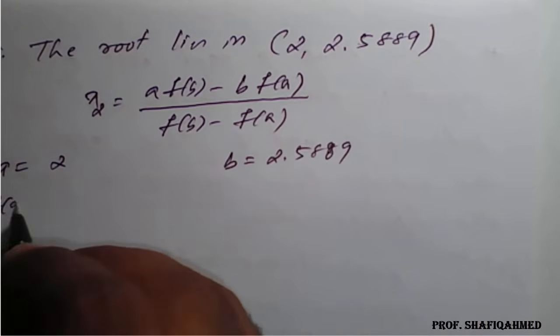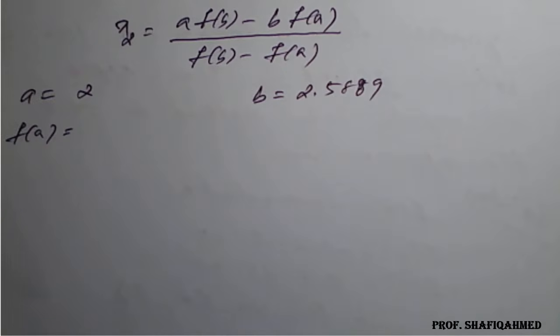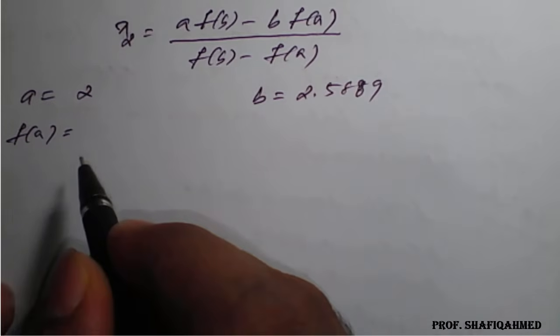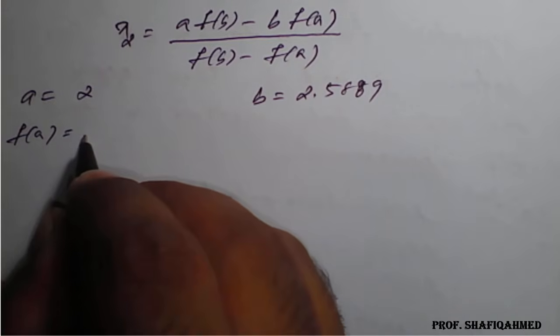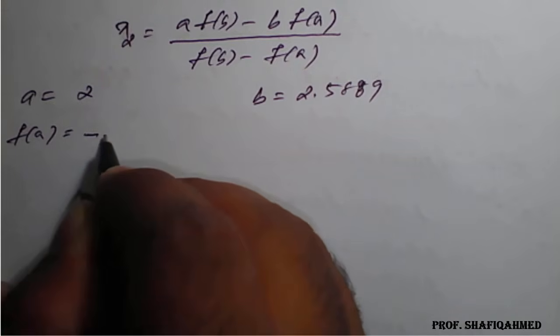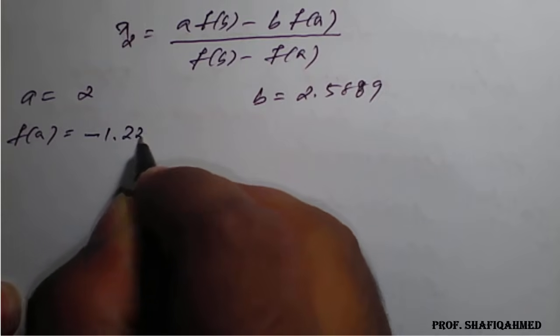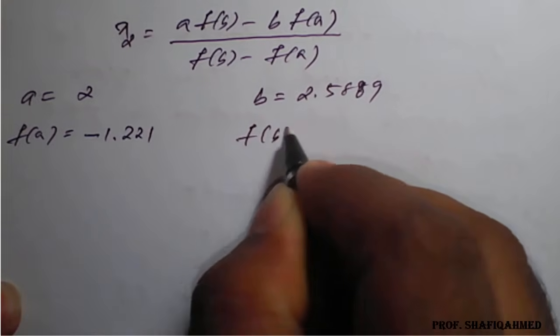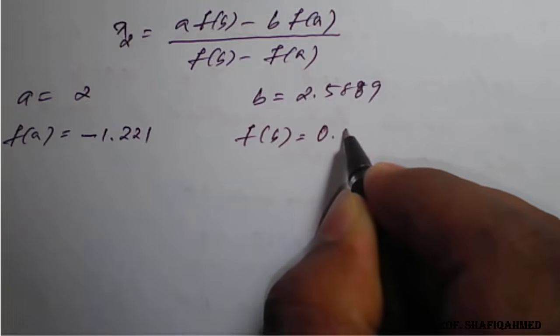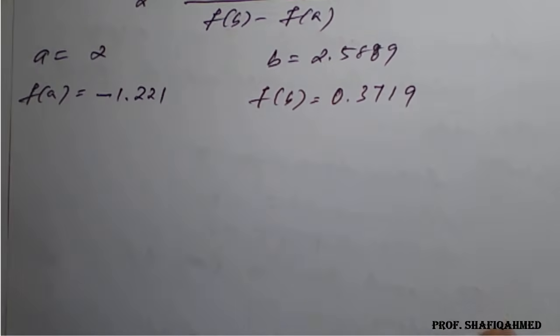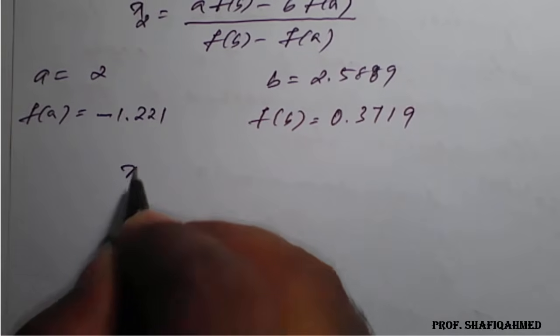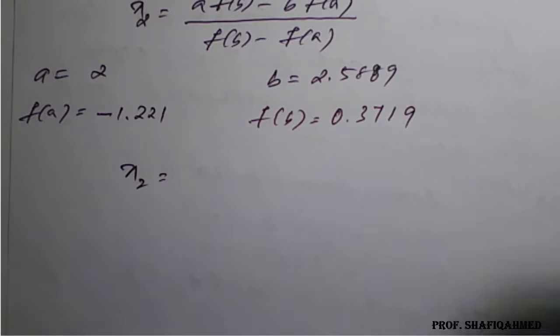then the f of a value is as it is, minus 1.221, and the f of b value will become 0.3719. So we'll apply this in the formula for x2. If you apply it, we'll see what answer we get.